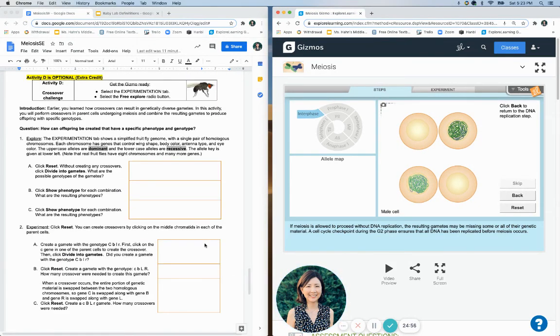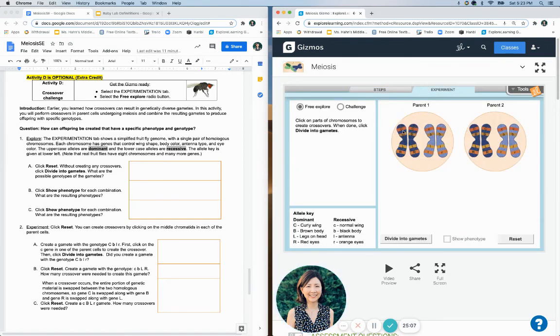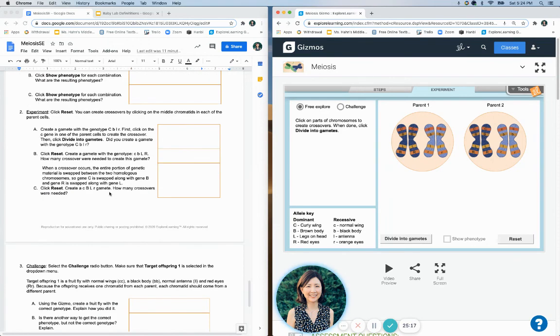If you wanna go ahead and do the activity D, that is optional. And that is just taking it to the next step with fruit flies and looking at their genes and what happens when you cross over and what are the resulting offspring.